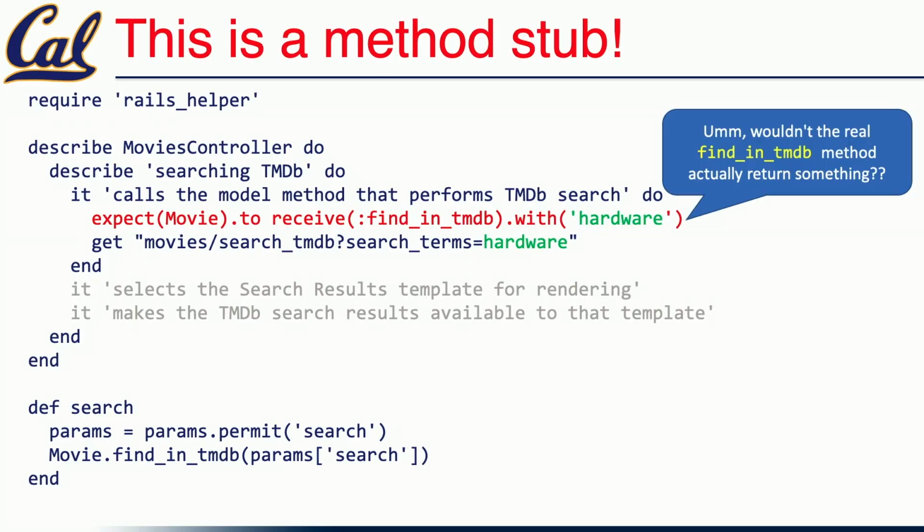Now, a thing that I'm sort of glossing over is in real life, find in TMDB probably should return something, right? And we said, well, it'd be nice if it returned an enumerable, like a collection of movie objects that are already nicely formatted ActiveRecord objects. And yet here, there's no indication that find in TMDB is going to return any particular value. But that's okay, right?